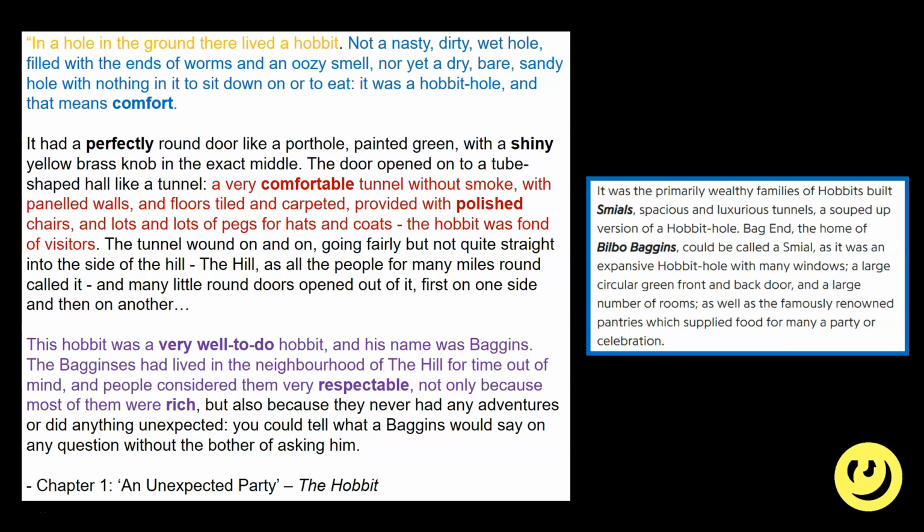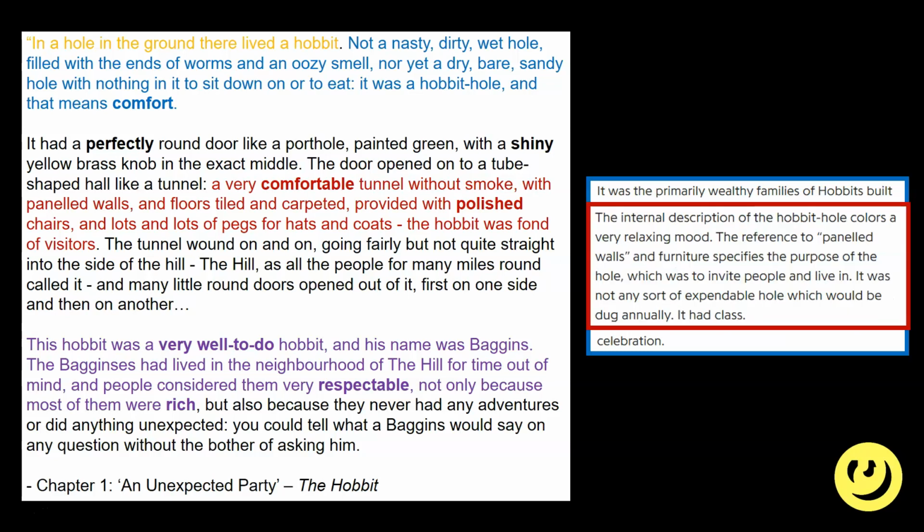As it was an expansive hobbit hole, which is described in great detail, we can tell through the large circular green front door and number of rooms that he had quite a bit of room and wealth behind him, with which he would hold many parties. If we consider this description even further, we can see that it was a very comfortable tunnel with smoke, with panelled walls and floors, tiled and carpeted. So there's a great bit of detail and description here from J.R.R. Tolkien, which creates a relaxing mood. Through the descriptions of the detail, we can understand that Bilbo Baggins is quite comfortable and it has class.